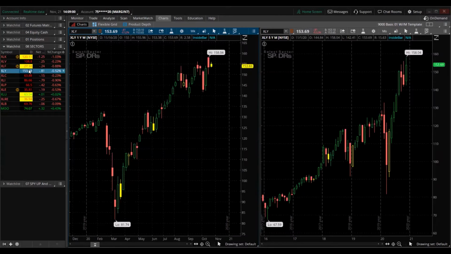X-ray Lima Yankee, consumer discretionary. For the past 12 months, look at this, we're near the all-time high. So for the week, inside candle, indecision. For the past 5 years, this month we're at the all-time high.